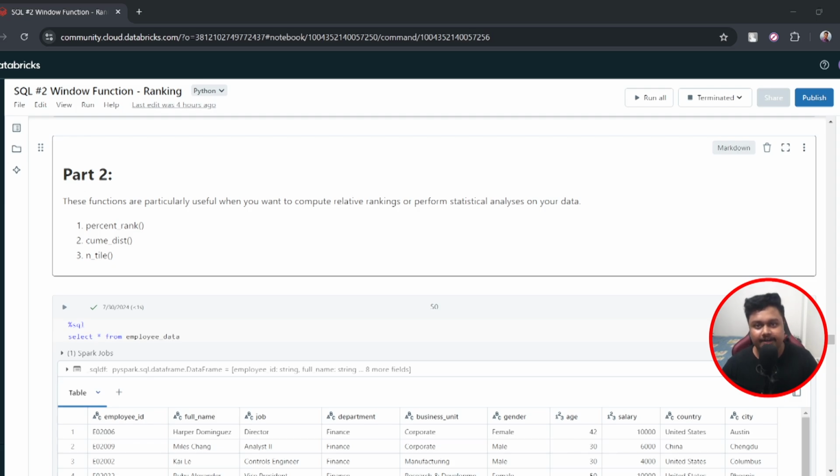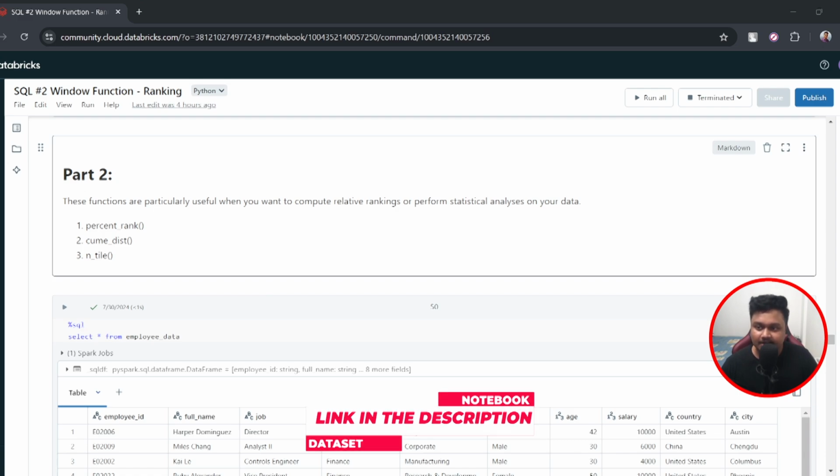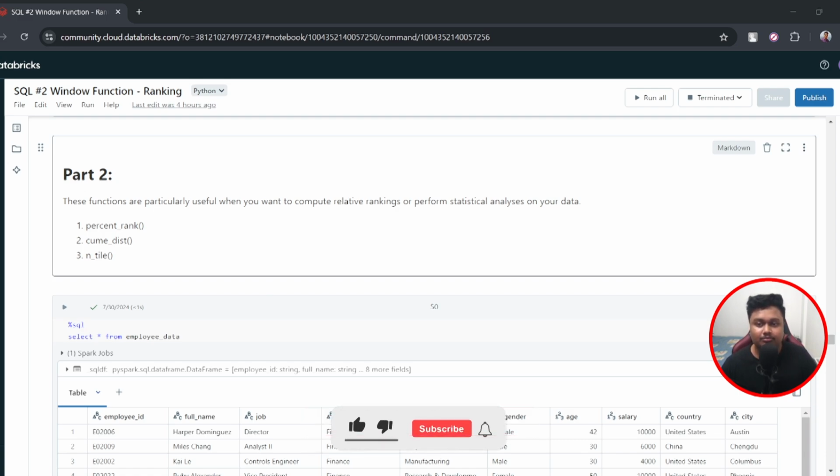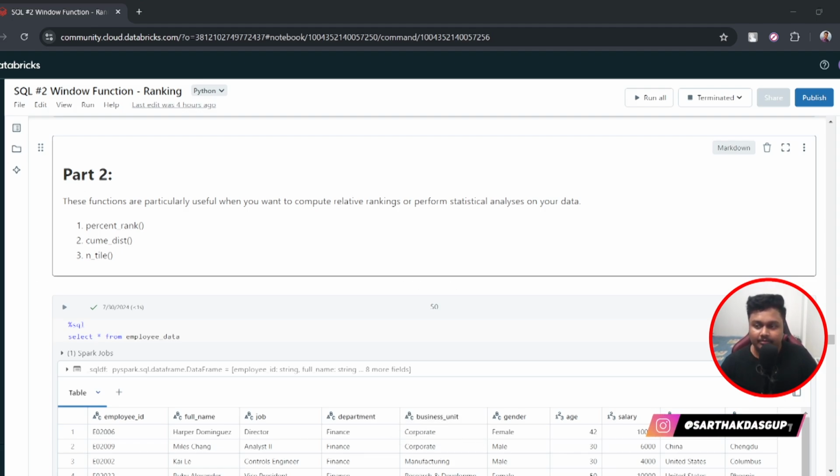So here we are on the Databricks notebook. Now these are the set of functions that we are going to discuss in this video. These functions are particularly useful when you want to compute relative rankings or perform statistical analysis on your data. Now out of these three, the cumulative distribution function is actually an analytical function, but I thought of keeping it in this video because this is somewhat similar to percent rank, and when we discuss this particular function, you will get to know what I mean.